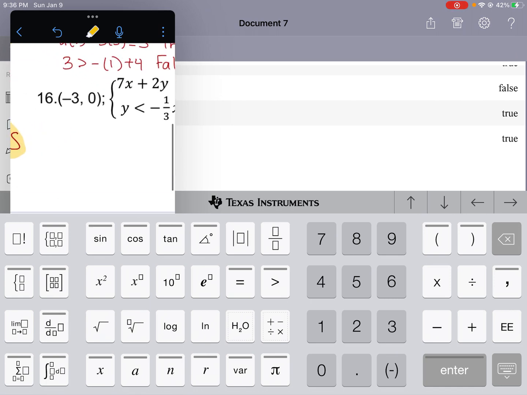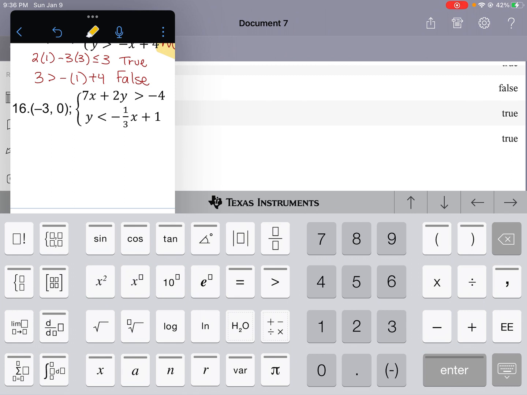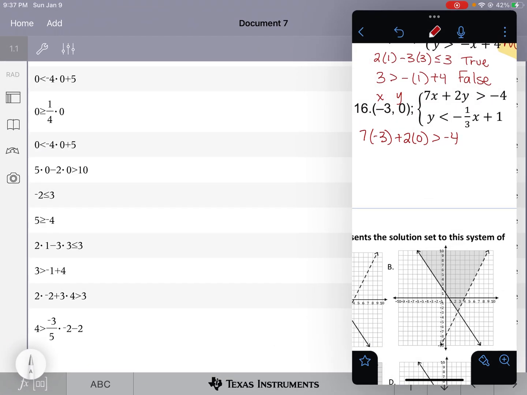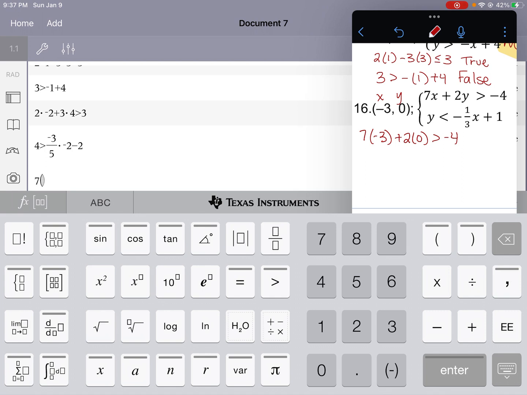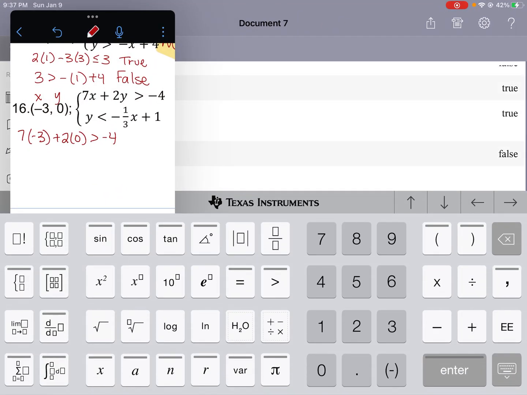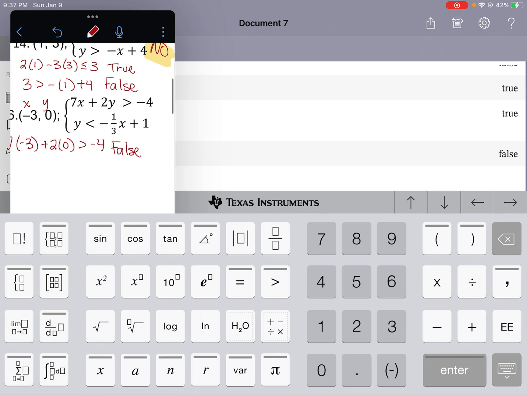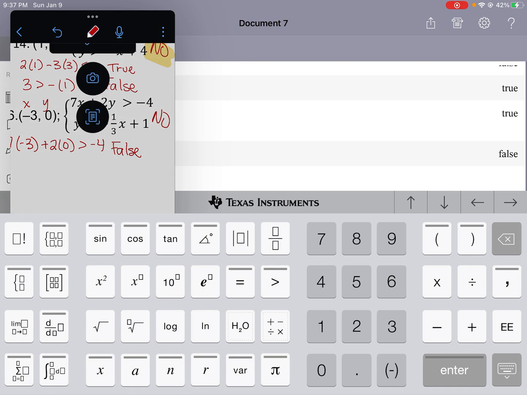So hopefully that's what you got when you tried it on your own. Okay, last one of this kind. We have the x value of negative 3, y value of 0. So we have 7 times negative 3 plus 2 times 0 is greater than negative 4. So here we go. And we got false. So since we got false on the first equation, we don't even have to check the second equation. That automatically means it's a no-go.